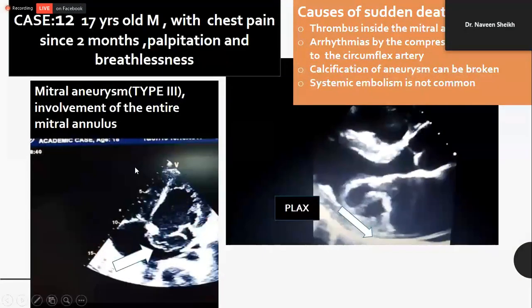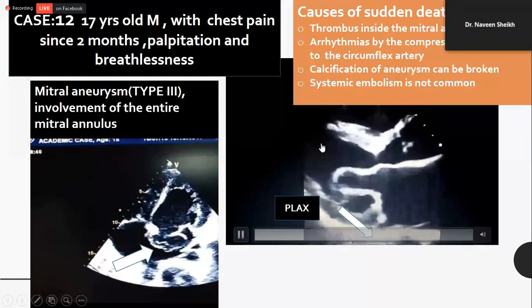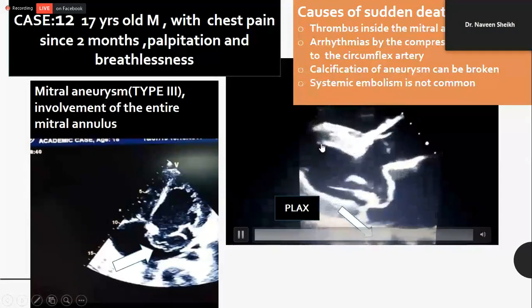My next case is a 17-year-old male with chest pain. This is a mitral aneurysm. Cause of death is arrhythmia or thrombus.